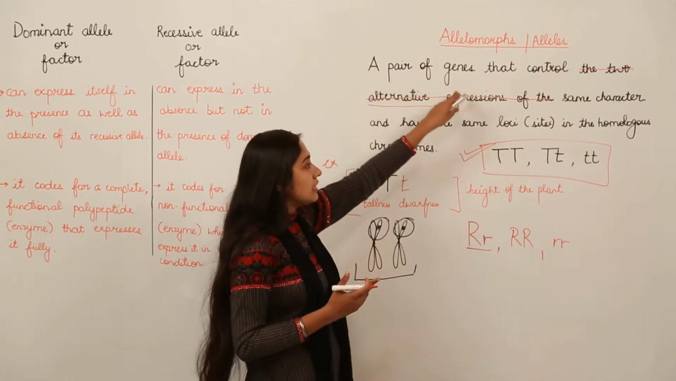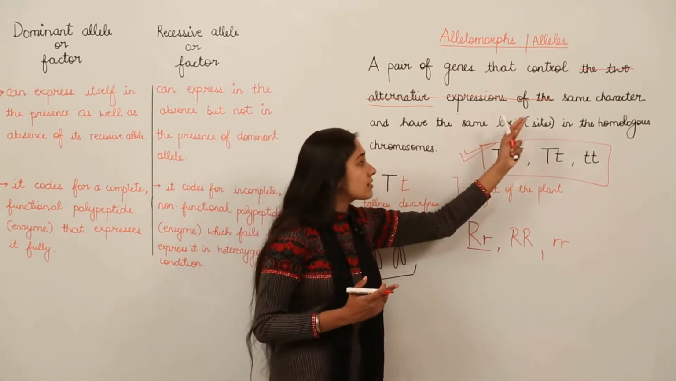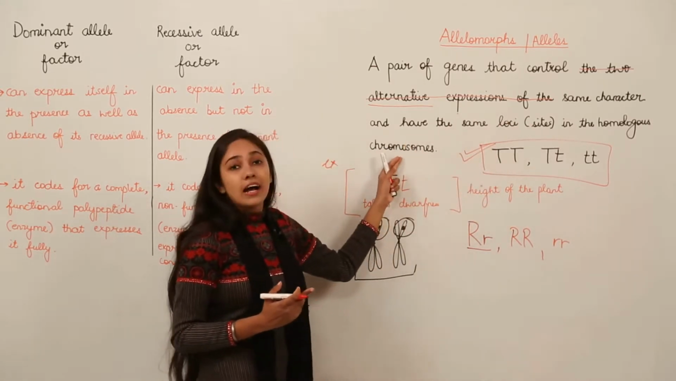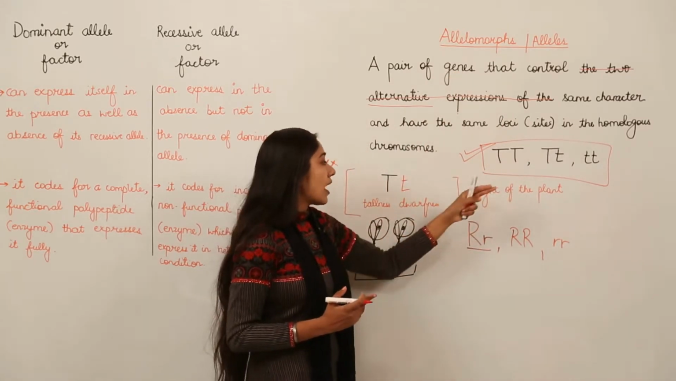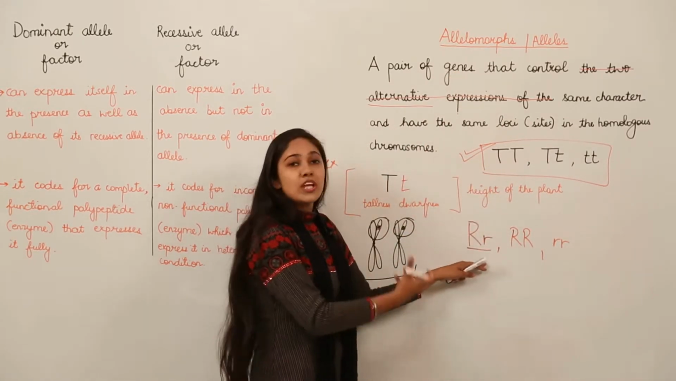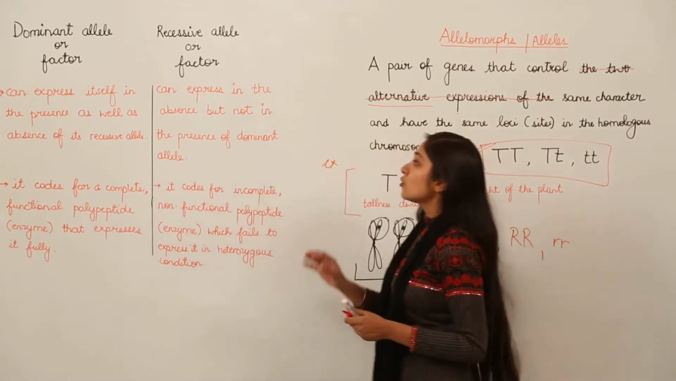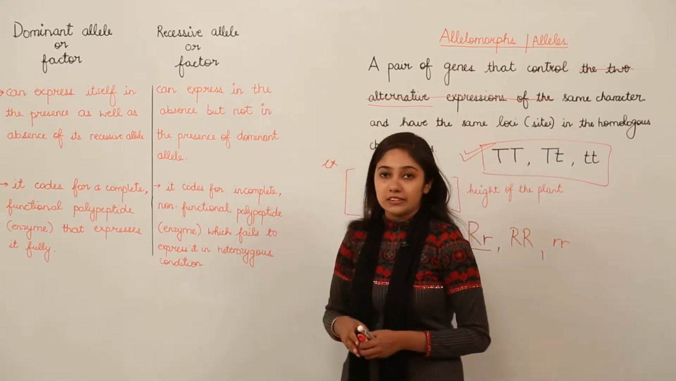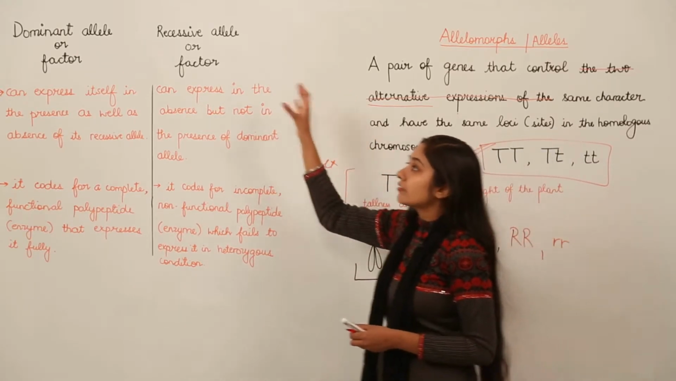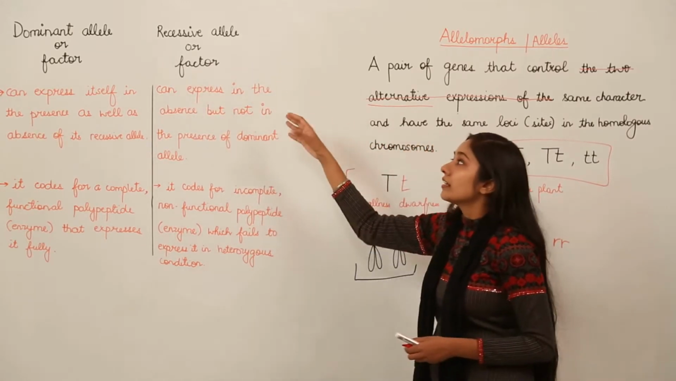A pair of genes that control the same character and have the same loci or sites in the homologous chromosomes are known as allelomorphs or alleles. You can give an example of these two, height of the plant or the round shape or the wrinkled shape of the seeds. Okay, so next we move on to the two types of alleles. We have dominant alleles and recessive alleles. Mendel called these factors. So I have also written dominant allele or factor, or recessive allele or recessive factor.